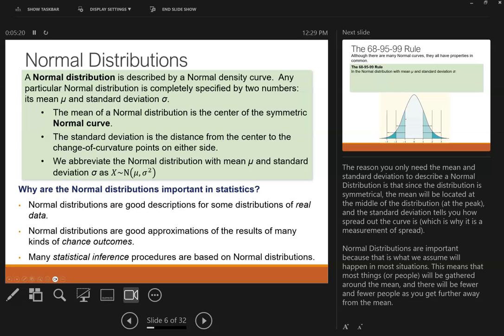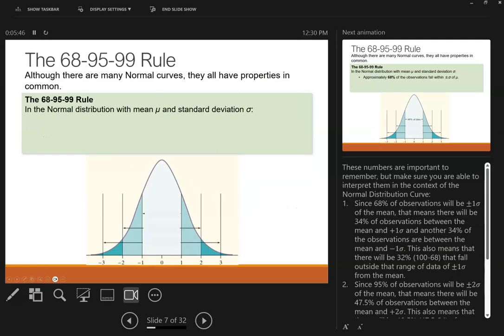Normal distributions are quite important in statistics. They're good descriptors of many real-world data sets, and they can serve as good approximations for different situations that have chance outcomes. And a lot of our inference, like making a prediction, is based on these normal distributions. So very important.